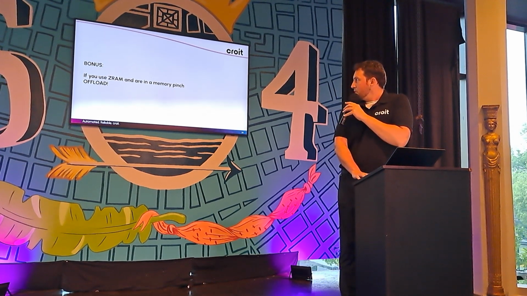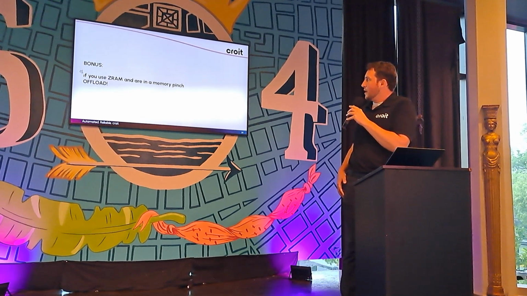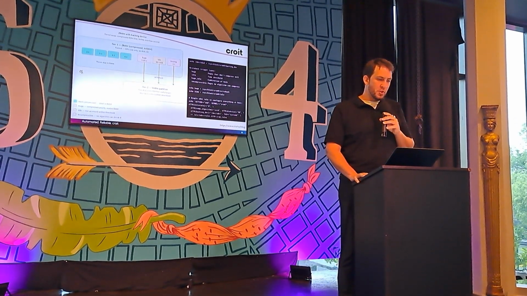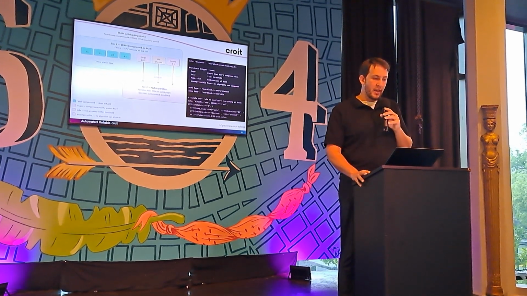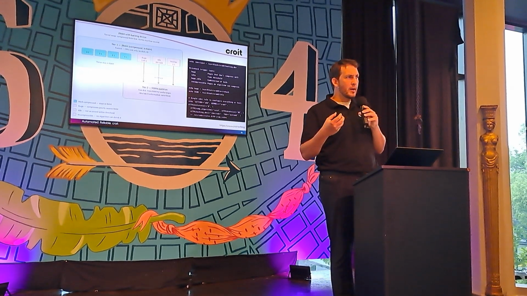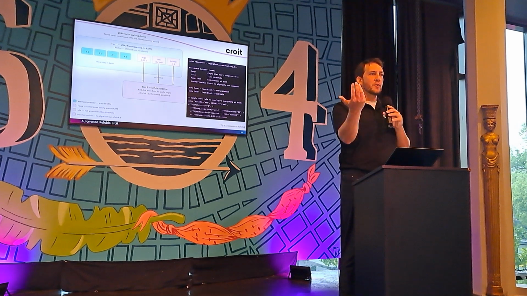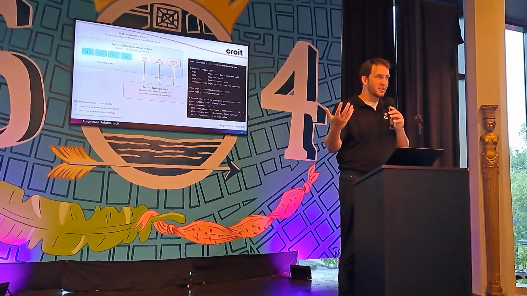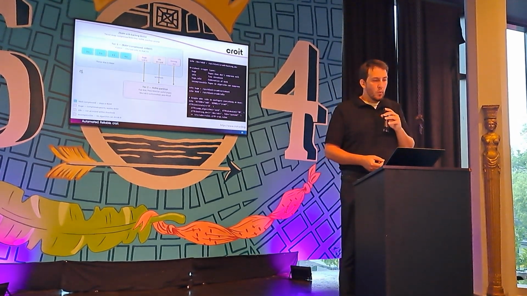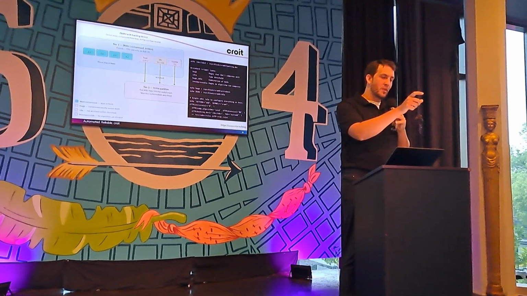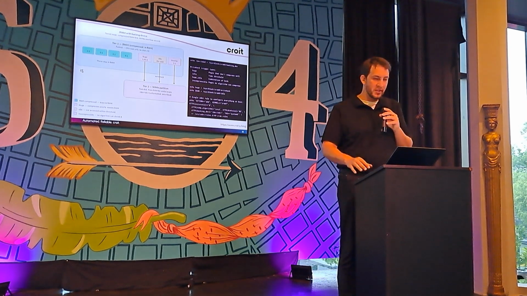And I'll go over this quick bonus. If you do use ZRAM and are in a memory pinch, there's a nice trick you can do with ZRAM. It allows you to offload to a physical backing device. Remember, ZRAM is essentially a block device sitting in physical memory, and you're allowed to compress it because it's treated as a block device. Well, what you can do is offload certain types of pages from that ZRAM block device to an actual physical disk.